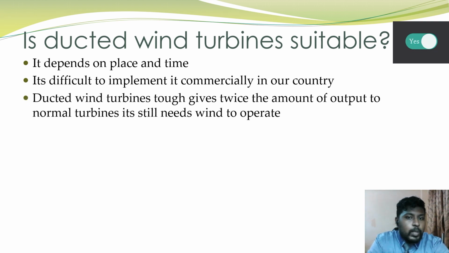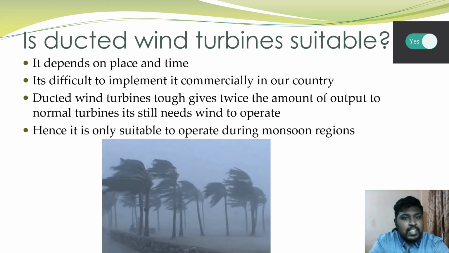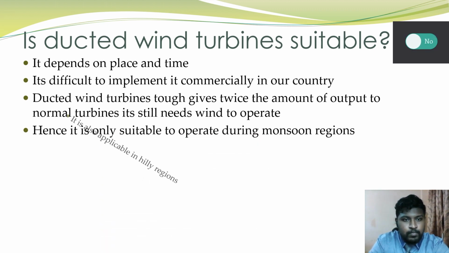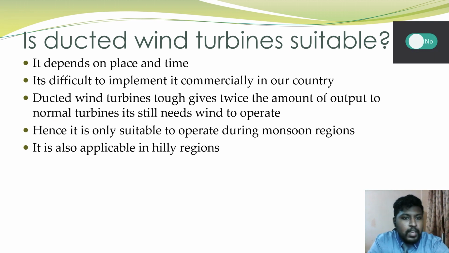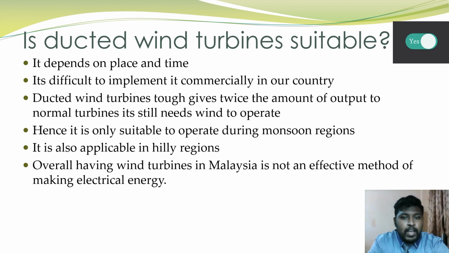See, even though ducted wind turbines do give twice the amount of output that normal wind turbines give, it still needs a relative amount of wind speed to operate. Hence, it is only suitable to be operated during the monsoon regions. It could also be applicable in hilly regions such as Sabah and Sarawak. And overall, I feel that having wind turbines in Malaysia is not really an effective method of making electrical energy. And that's all from me.